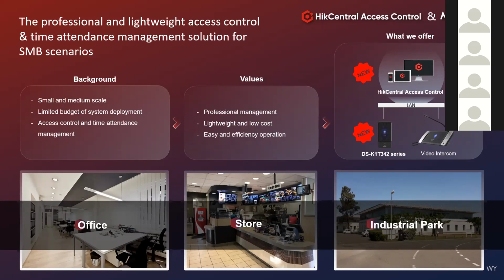And this can be easily deployed in a limited budget environment by small and medium scale businesses to manage access control and time attendance features. So as we have extensively talked, we can do professional management, and as Jasanta told, this is lightweight and can be used on really low spec hardware as well. And as I demonstrated how the configurations and the EMAP work, this is really easy and efficient in operation as well. So you can use this in offices, stores, and industrial parks. These are only some of the example scenarios where we can use this central access control software.